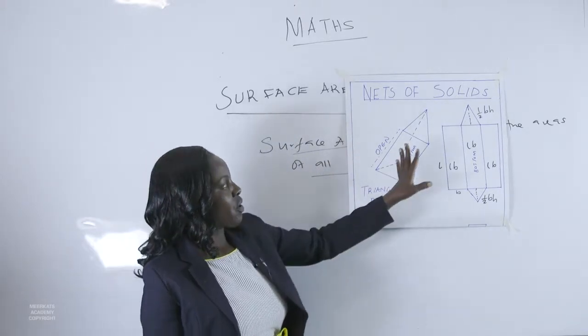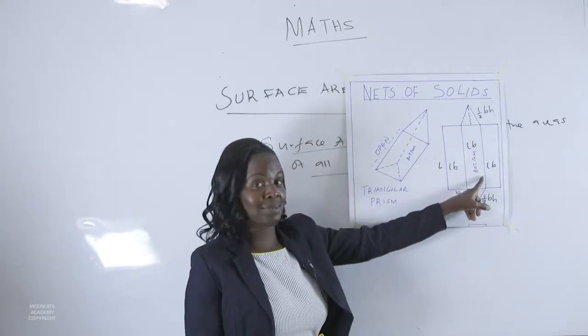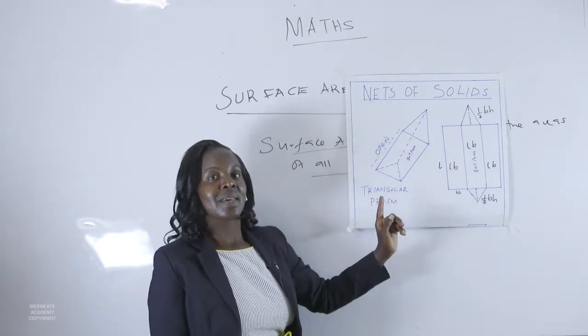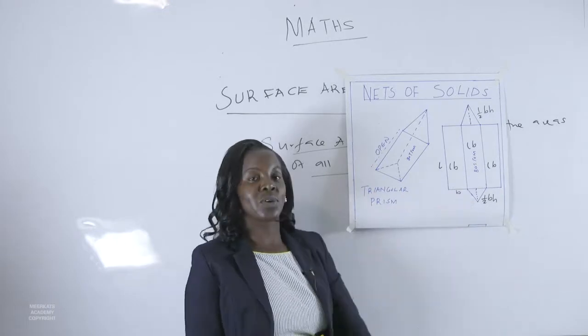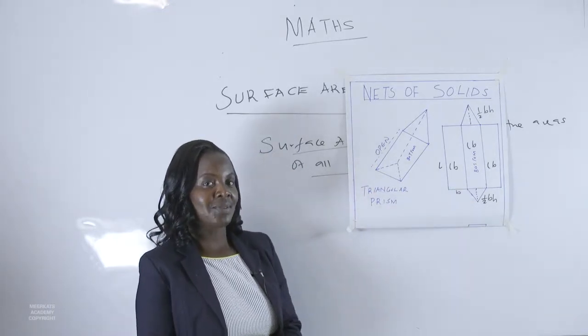So you realize that if we open the solid, and we have its net, because this is the net of the triangular prism, then we come up with what we call a composite figure.